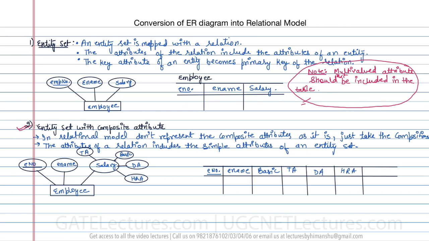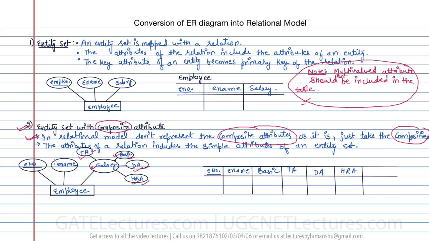So right now just assume that we have composite attributes, meaning attributes which can be broken further. For example, you can see the salary can be broken into TA, basic, DA, HRA, etc. And this salary is representing a composite attribute. So if you have a composite attribute, you don't include that composite attribute, you just include its components. In the relational model, don't represent the composite attribute as it is, just take the components. Like here salary is a composite attribute, but the components are TA, basic, DA and HRA.